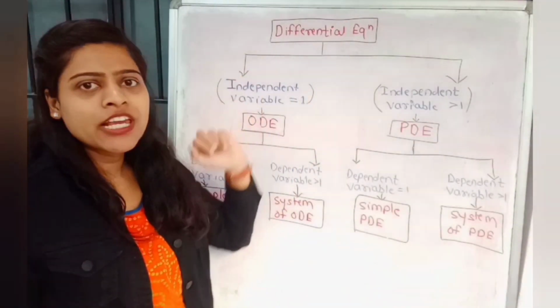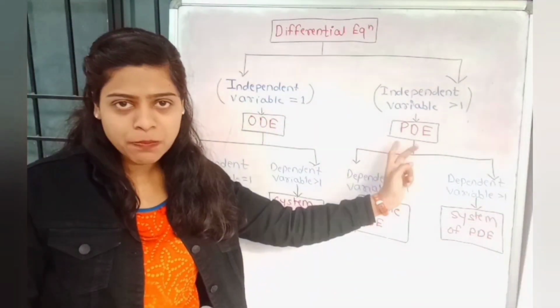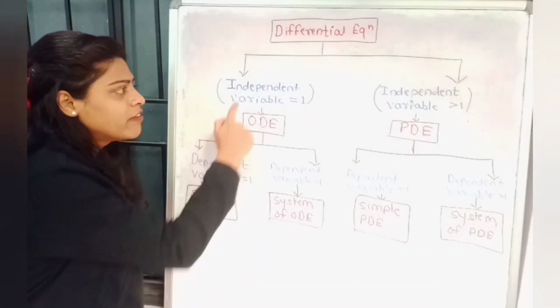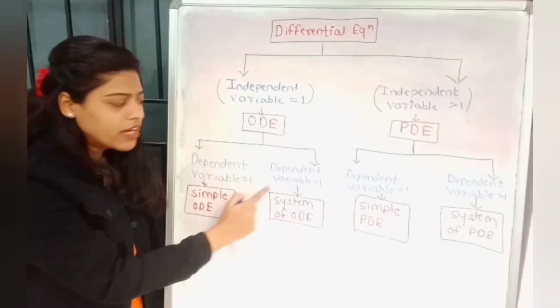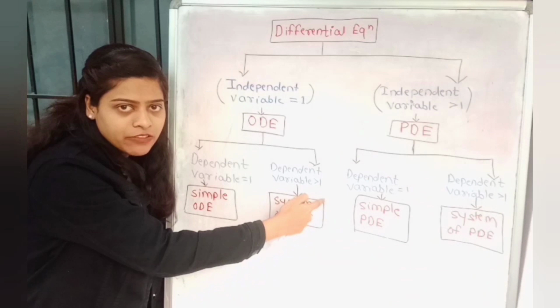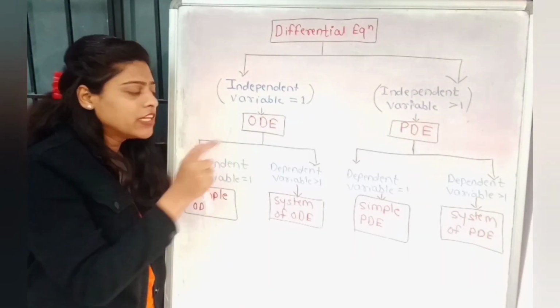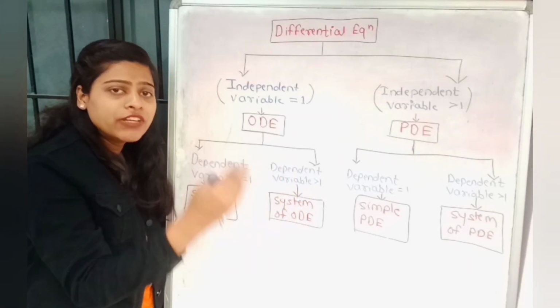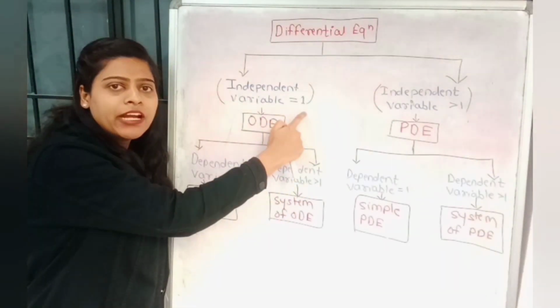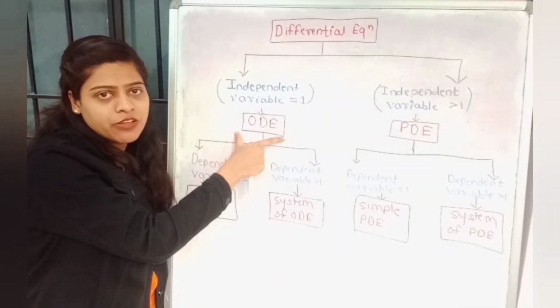Further, this differential equation can be divided into two parts. First part is ODE and second part is PDE. In this part, we have independent variable equal to 1, dependent variable equal to 1 and dependent variable greater than 1. So what is the definition of ODE? An equation which involves one or more dependent variables with respect to only one independent variable, we can say this equation is an ordinary differential equation.